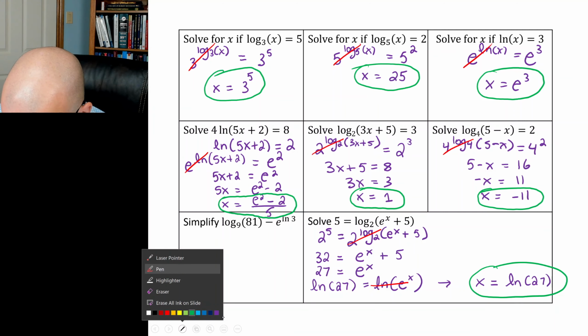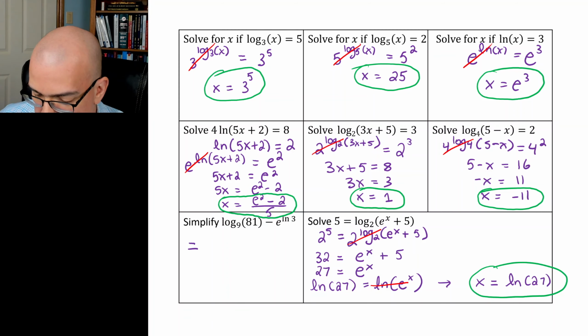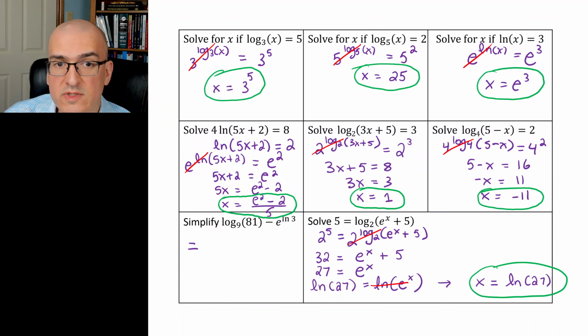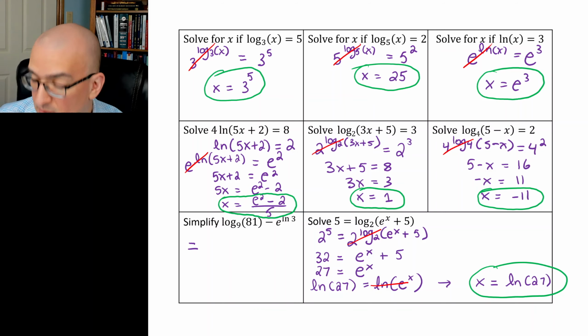Now bottom left. Simplify. So it's not solving for x, it's just simplifying using the laws of logs and laws of exponents and the combination, the cancellation law. So log base 9 of 81.